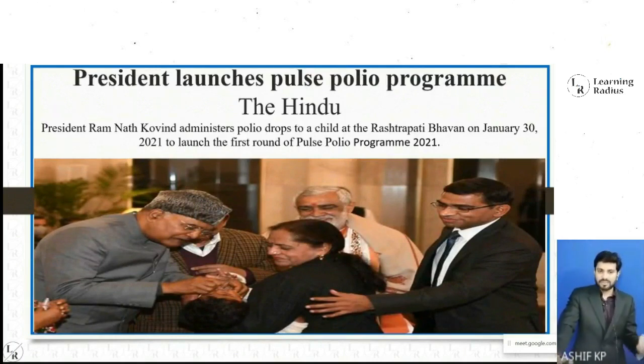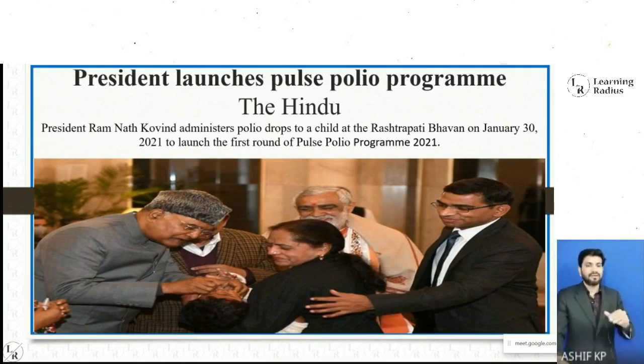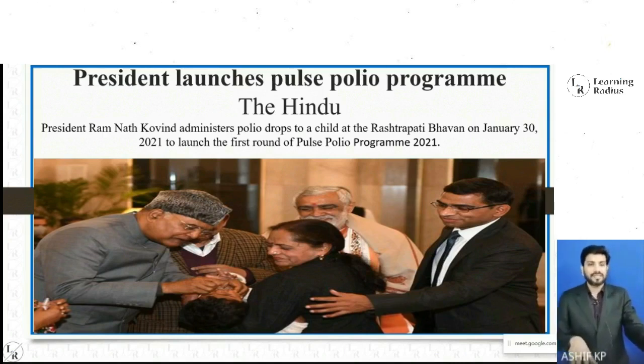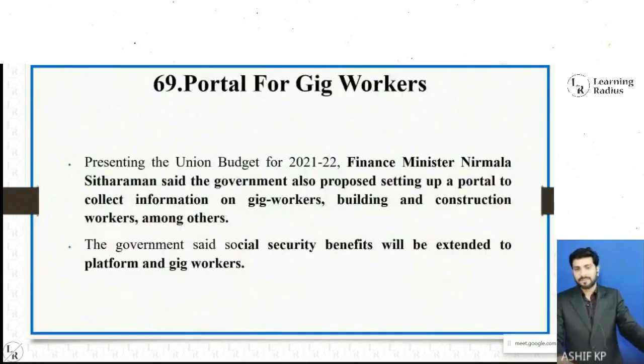President Ramnath Kovind administered polio drops to a child at the Rashtrapati Bhavan on January 30, 2021 to launch the first round of Pulse Polio program 2021. So here what I am trying to tell is that you should have clarity in current affairs. At the same time, about the earlier programs by the government of India, Mission Indradhanush 1 and 2, all that should be there in your mind. Above all, you should have an idea about the scientific details regarding polio and polio vaccines.